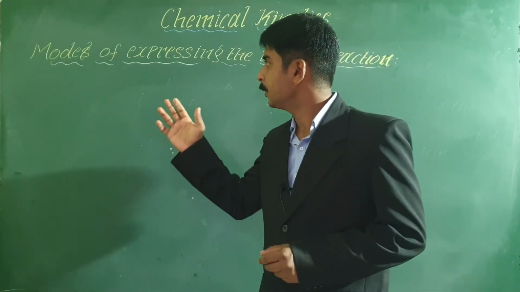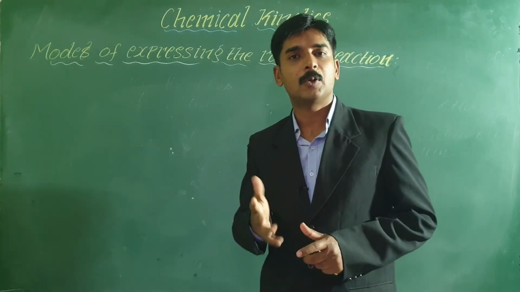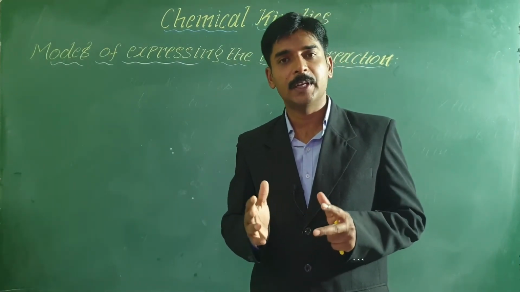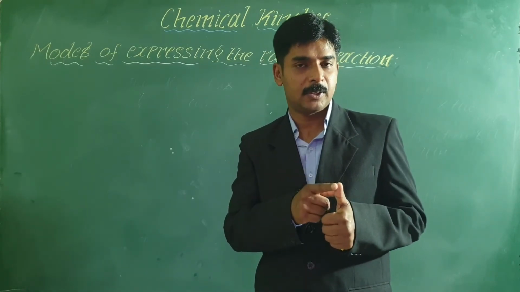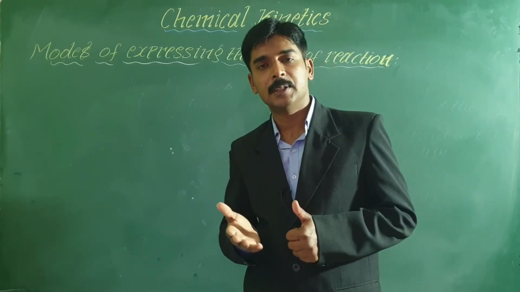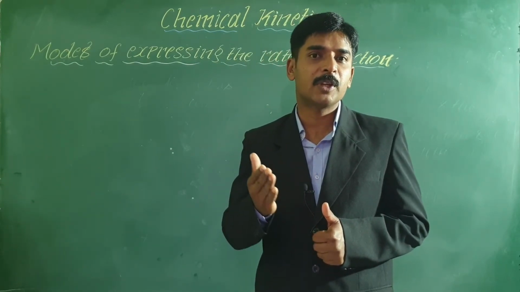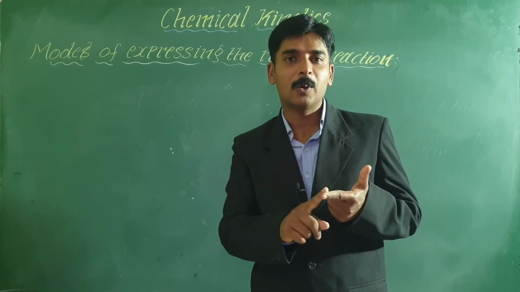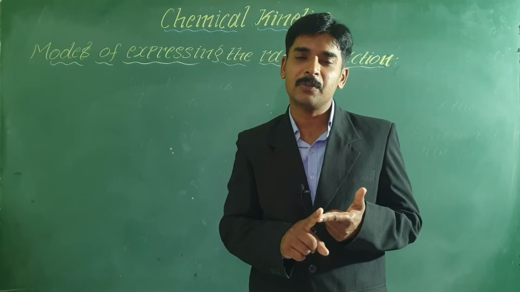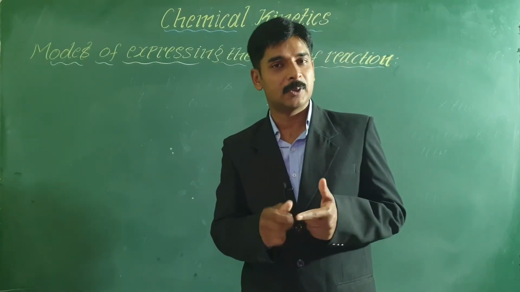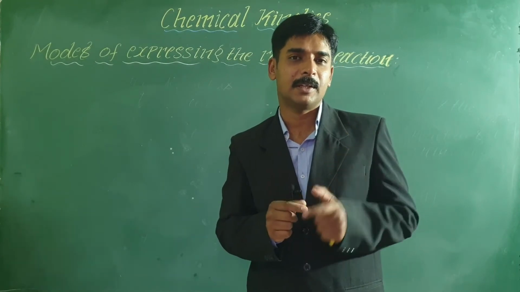Next, the modes of expressing the rate of reaction. There are two ways in which you can express the rate of a reaction. First, you can express it either by taking the rate of decrease in concentration of any one of the reactants, or by taking the rate of increase in concentration of any one of the products. So these are the two ways in which you can express the rate of a reaction.